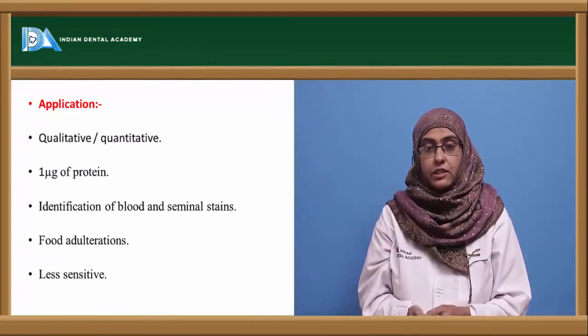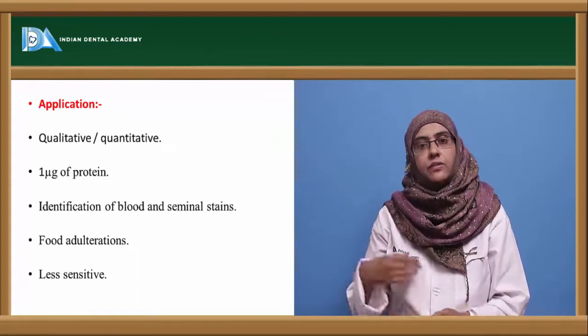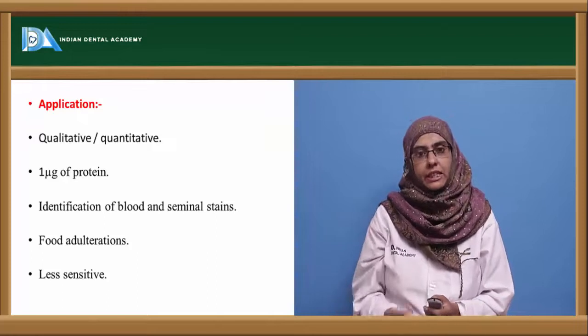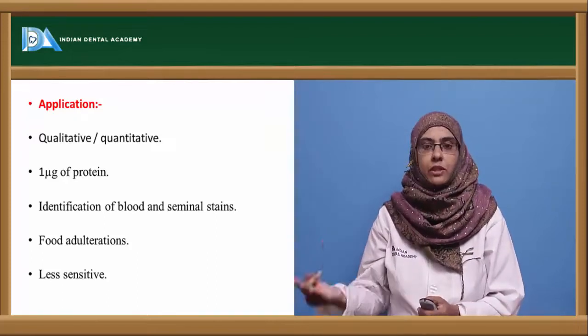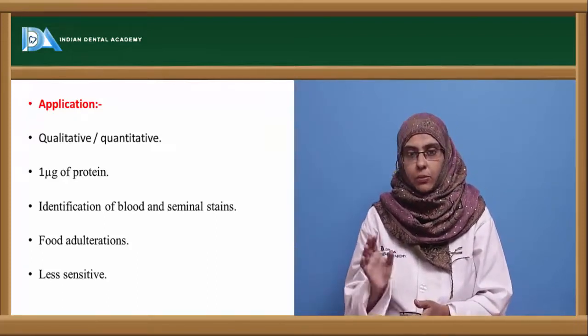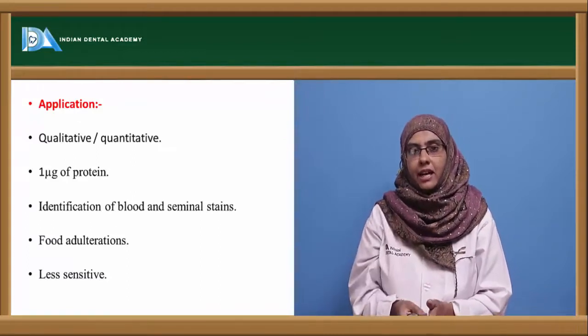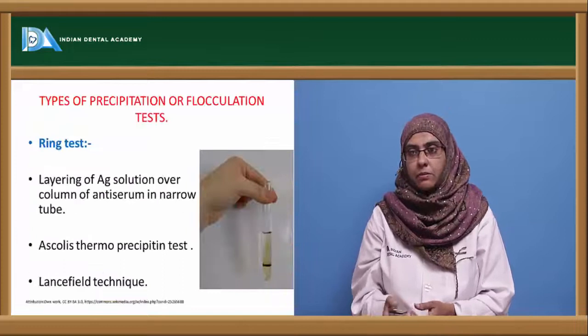It is less sensitive for the antibody, and hence we have to shift to other techniques to identify the antibodies, which are nothing but the agglutination test, complement fixation test, neutralization test, etc. So the precipitation test holds good for identifying the antigens but not the antibodies.